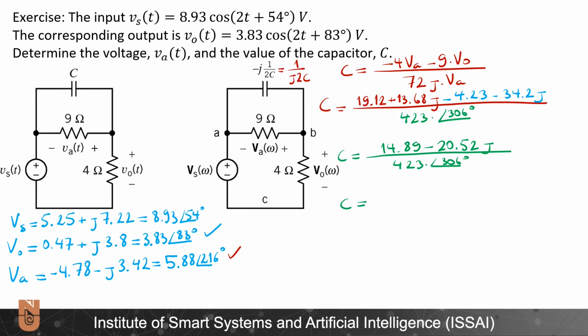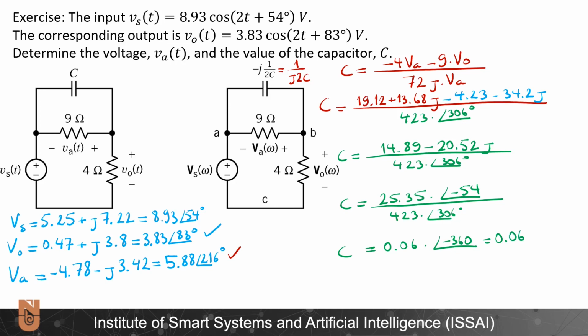14.89 squared plus 20.52 squared, square root, 25.35, with an angle of minus 54 degrees divided by 423 and 306 degrees. This will be equal to, C is equal to 0.06 times minus 306 degrees, but minus 306 degrees is equal to 0 degrees, so it has only real part, and this is equal to 0.06 farads, and I can write this also as 60 millifarads.